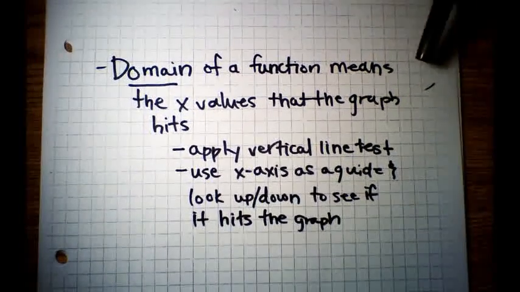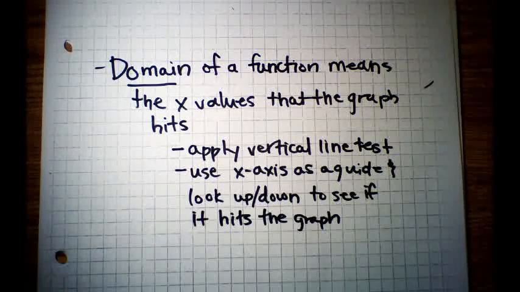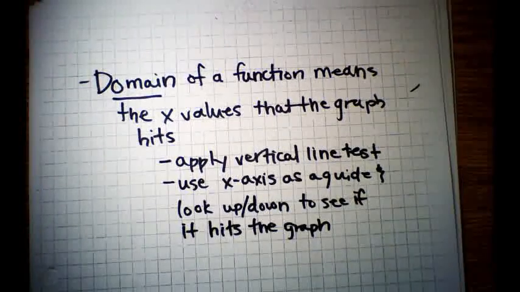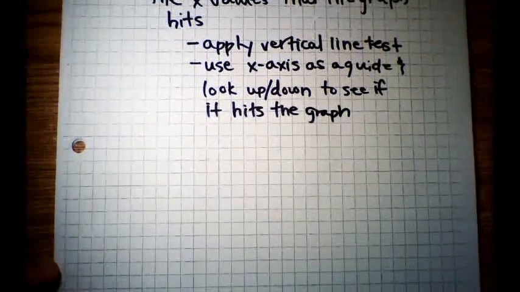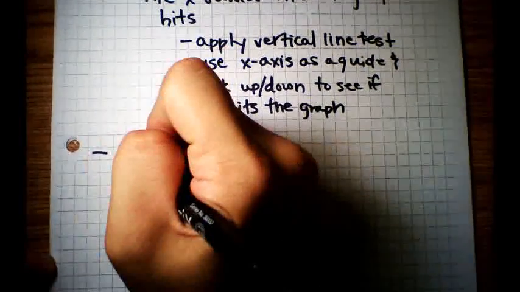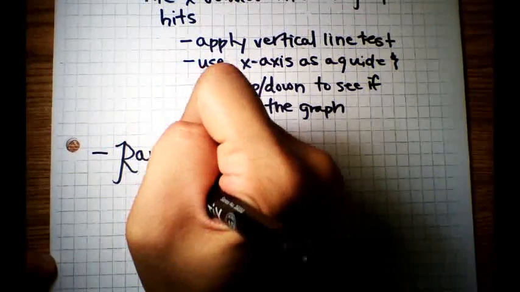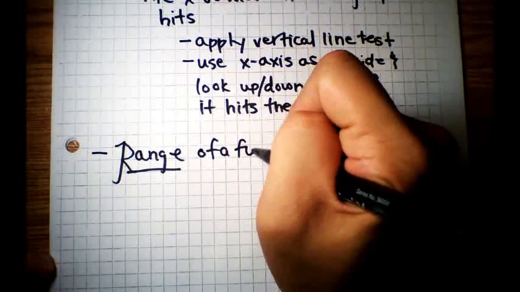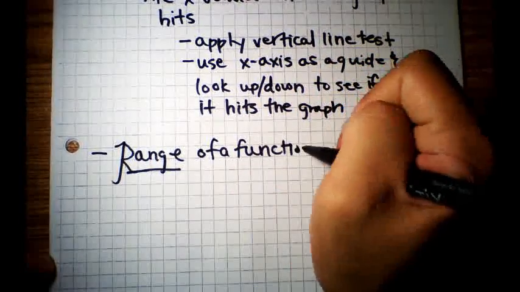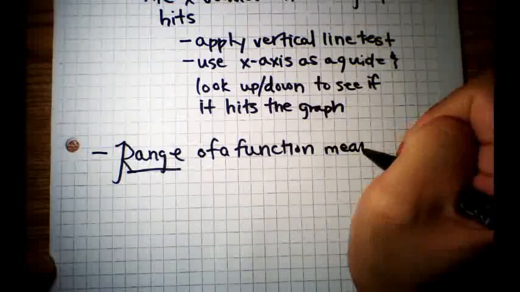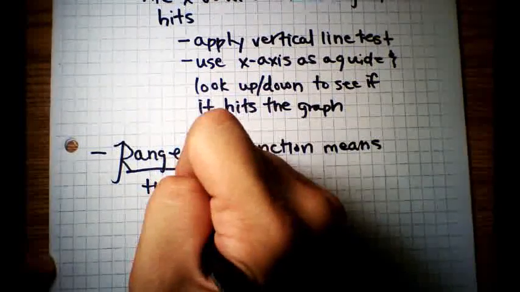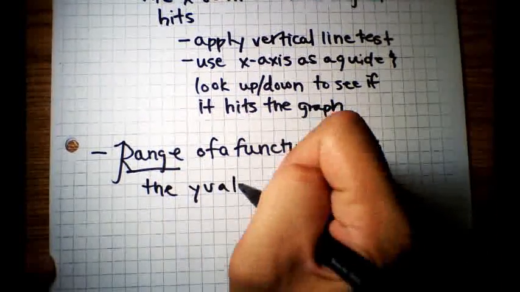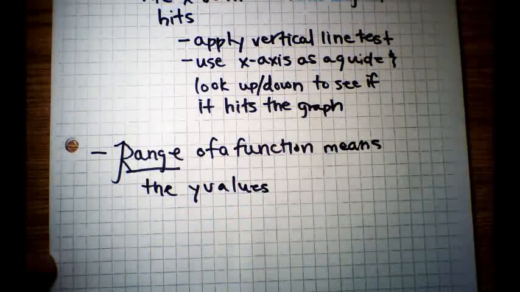So if the domain of the function means the x values that the graph hits, range is just the y values that the graph hits. Okay. So range of a function means the y values this time that the graph hits.